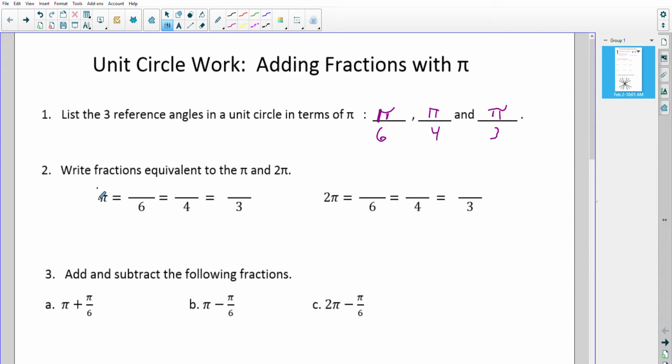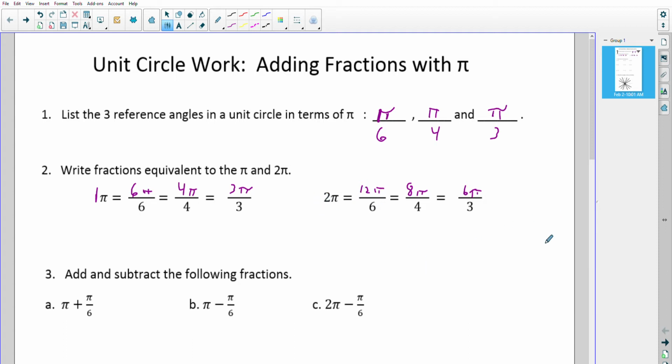Now, when you have a 1 pi, it's the same thing as 6 pi over 6, 4 pi over 4, and 3 pi over 3. Being able to switch the 1 into equivalent fractions is a necessity. Also, 2 pi is equal to the following by multiplying top and bottom by the same numbers. If you have a 6 on the bottom, you would be multiplying the top by 12, so you end up with 12 pi over 6. Or you could think about 2 times 6 over 6 gives you 12 pi over 6.